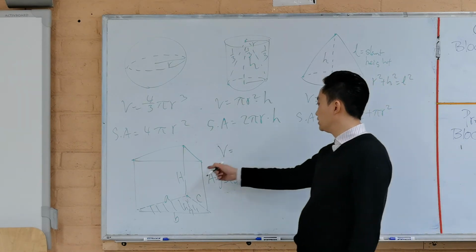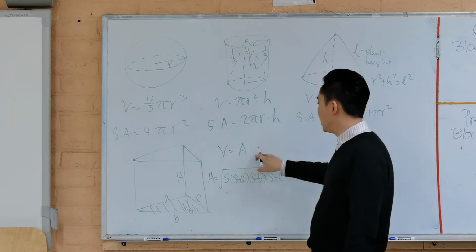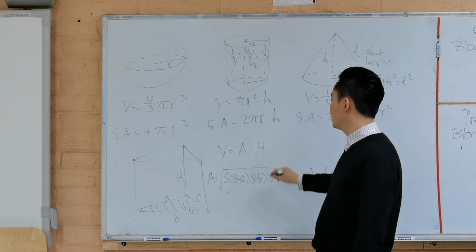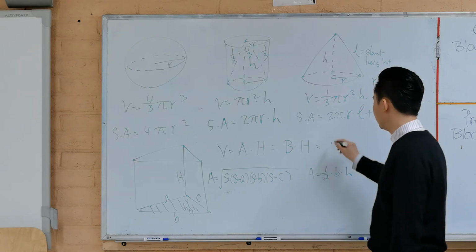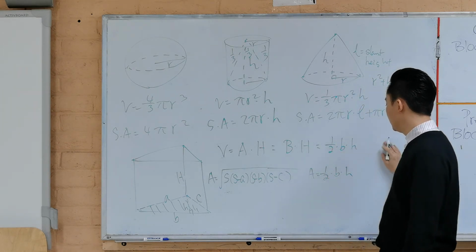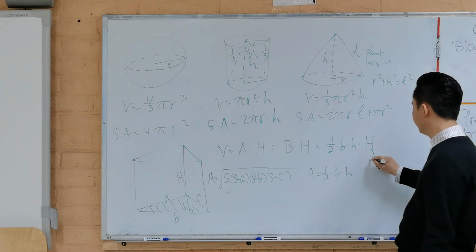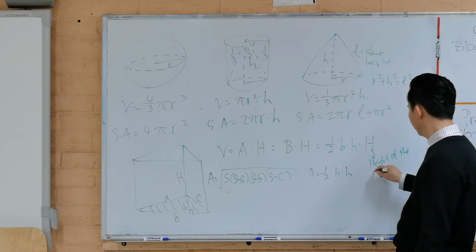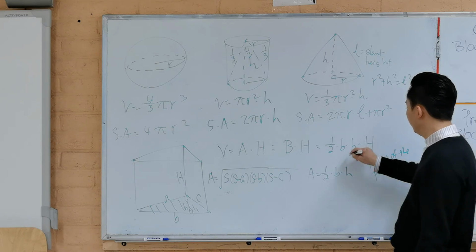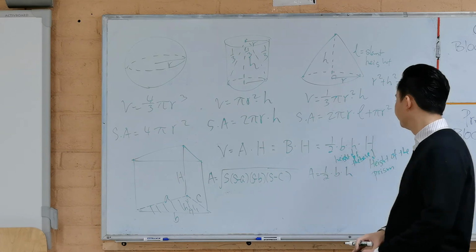So the volume for this triangular base prism is the area of the triangular base times the height, capital H. Sometimes it's written as capital B times the height. So it's 1/2 times B times H, the height of the triangle of the base, and then times the capital H, the height of the prism. So we'll just put the notes on this. The height of the prism, and this one is the height of the base, or the triangular base. Okay?